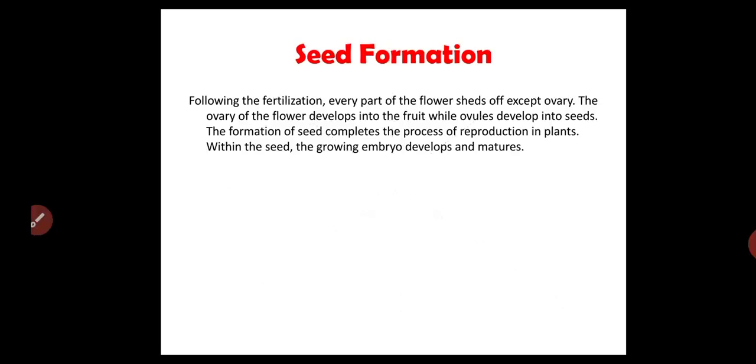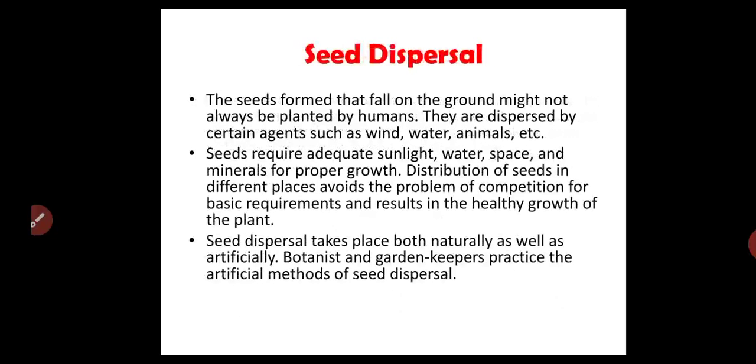Following the fertilization, every part of the flower sheds off except the ovary. Everything just goes off. The ovary of the flower develops into a fruit, while the ovules develop into the seed. A very good example is your mango. The formation of seed completes the process of reproduction in the plant. Within the seed, the growing embryo develops and matures.